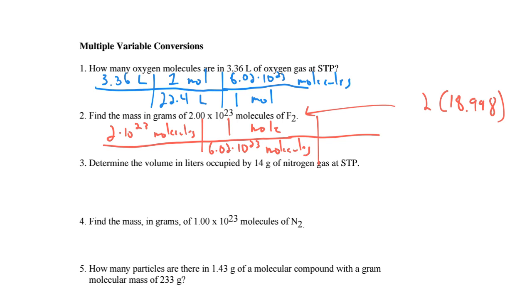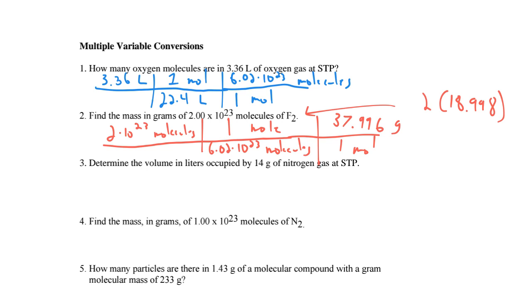And that is, get that calculator back out, 2 times 18.998 is 37.996 grams per 1 mole of fluorine gas. I will plug this one in, and you should try it too, just so we can make sure we're all doing that scientific notation correct.